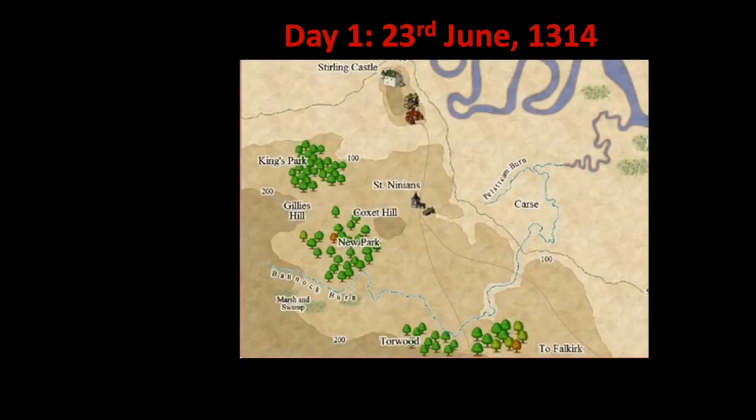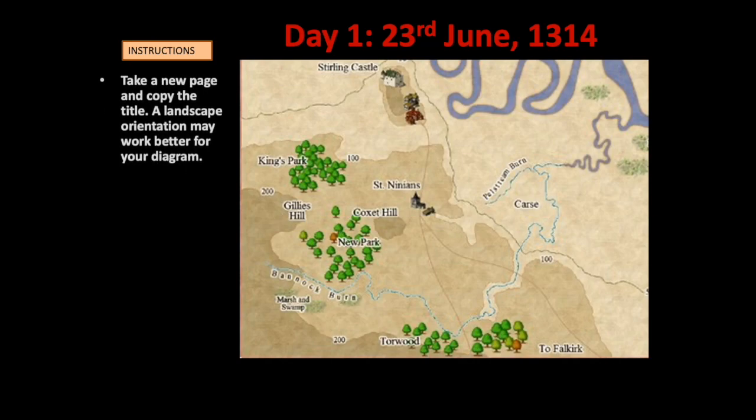So, to begin the battle itself, day 1 occurs on the 23rd of June 1314. Now, students of higher history may wish to annotate a copy of the map so they can build up a diagram of what's going to happen over day 1 and day 2 of the battle. This section of the video will help them achieve this.